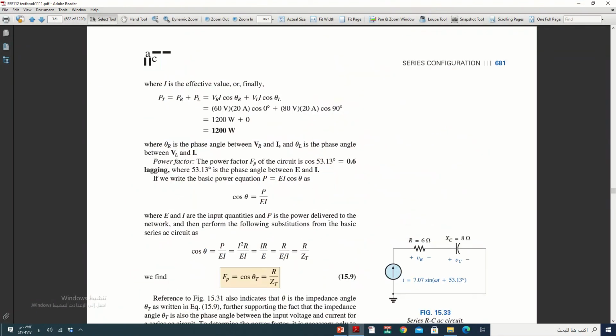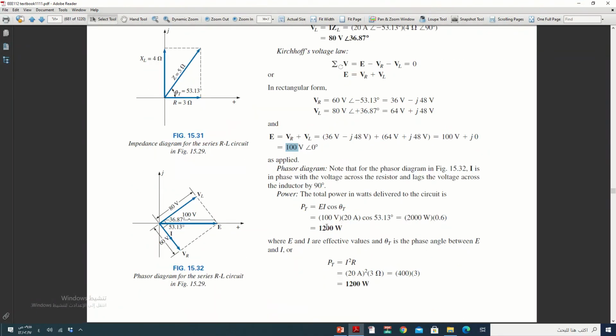Now we'll try to solve the power. We can solve the power by different methods. You can choose what you want, but the common method is to apply voltage by current cosine theta. We have the voltage RMS. When we apply the power, you need to multiply RMS by RMS. Always do your calculation with RMS. 100 by 20 with cosine 53. This is the theta angle, theta total, which is theta V minus theta I.